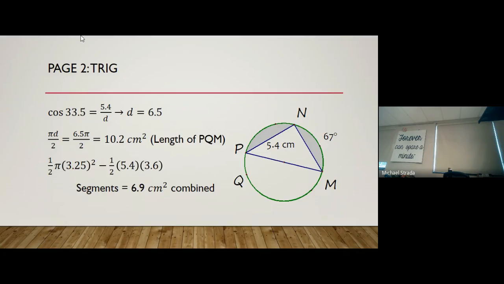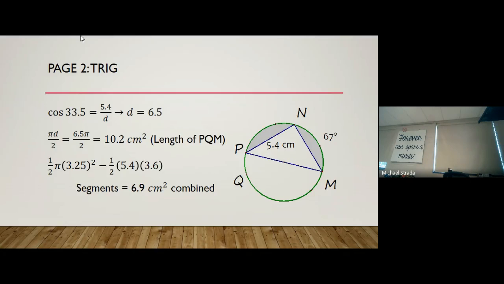They want the length of the arc, correct? Which is the length of PQM, which is a semicircle. So that would either be 2 pi r divided by 2 or pi d divided by 2. Either way you go about it, that's where the 10.2 comes from.